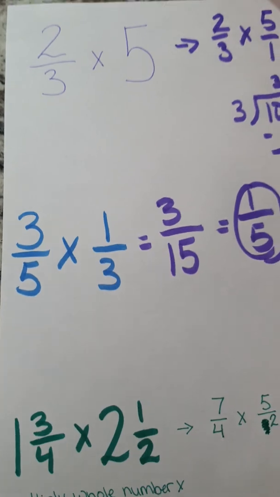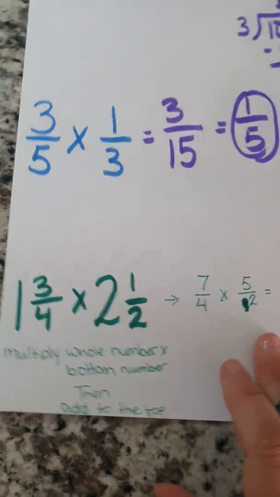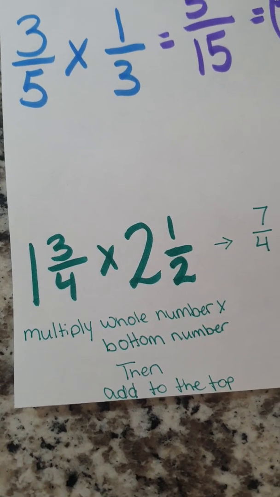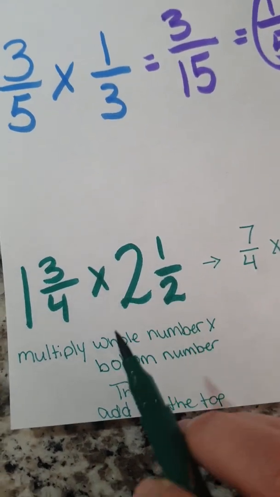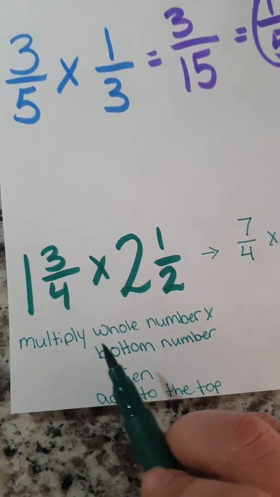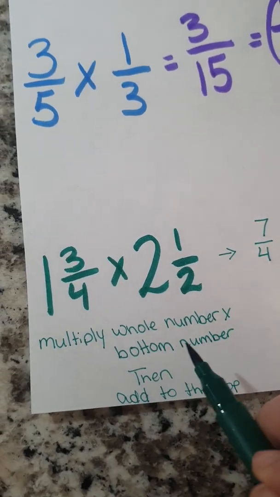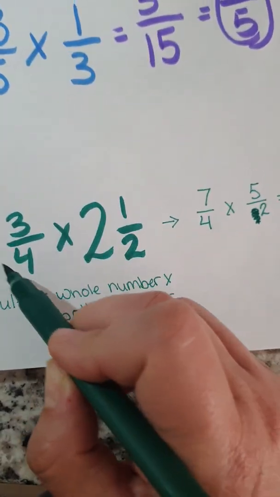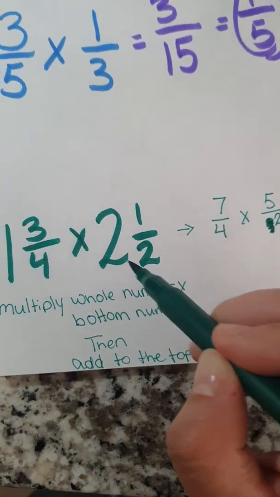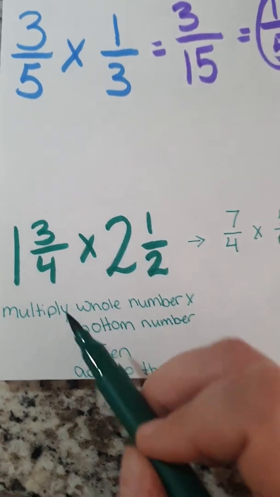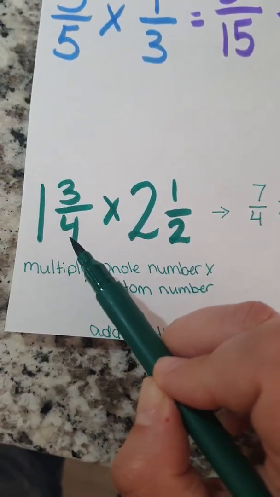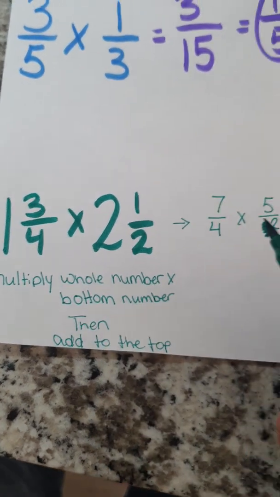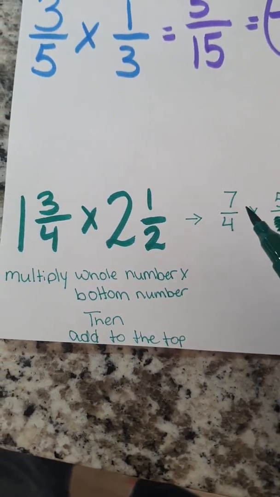And last but not least is mixed fractions. Just like when we were adding and subtracting fractions, I have to get rid of this whole number. Remember, multiply the whole number times the bottom number, then add it to the top. So remember it's multiply, add to the top. So if I multiply 1 times 4, that's 4. Add it to the top. 4 plus 3 is 7. That's how I got 7 over 4.